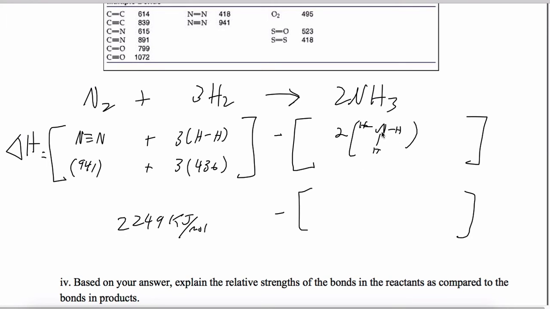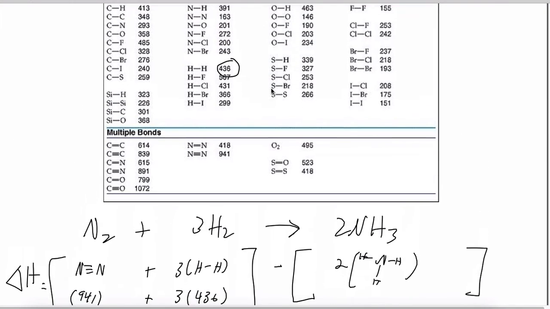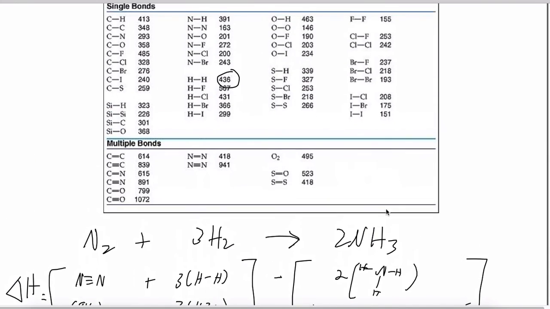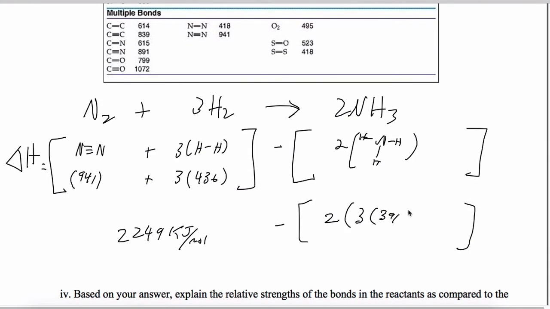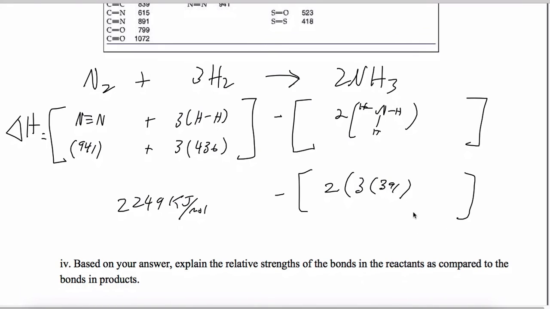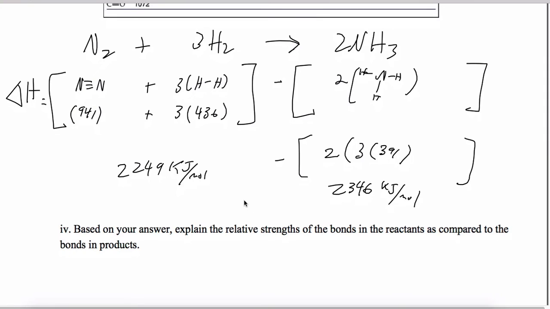Remember, this is going to be the N-H value times 3, 390, is that 391? 391. So it's really 6 times 391. Can you go ahead and give me that value? 2346. So if I subtract 2249, which is the energy of the bonds broken, minus 2346, which is the energy you get when you make those bonds, we get an overall enthalpy of negative 97 kilojoules per mole.